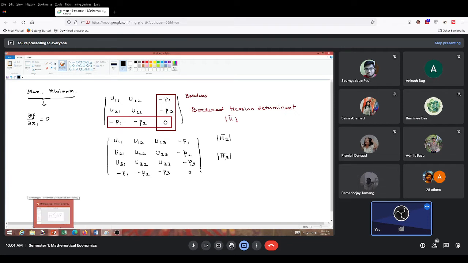So why is it 0 out there? At this point, I don't want to go into the derivation of the bordered Hessian. This is how the bordered Hessian looks. When this topic is covered in the next semester, you will understand why it takes a form like this. But what I want to say is that you can see it is symmetric. You have the prices and the borders over here, this is zero, and over here you have the second order derivatives of the utility function.